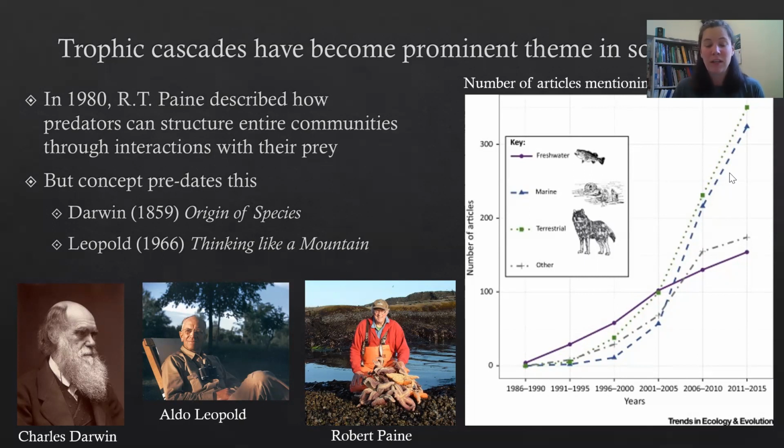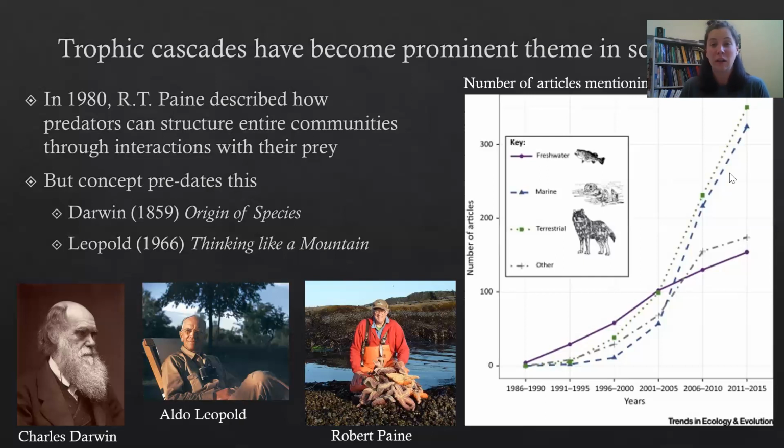Aldo Leopold is a really famous wildlife management scientist. He has a book called Thinking Like a Mountain, and he wrote about the role of wolves keeping the white-tailed deer populations in check. And in order to see this, you have to think like a mountain, right? In other words, you have to understand that the mountain can't survive without a control on the white-tailed deer.